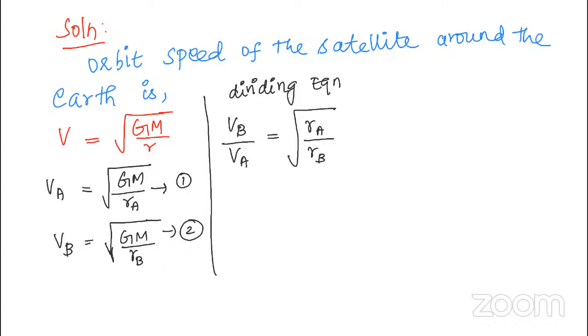In that problem they are asking for the speed of satellite B, that is V_B. V_B is nothing but what? And V_B is equal to what?